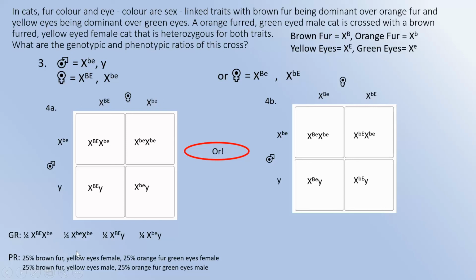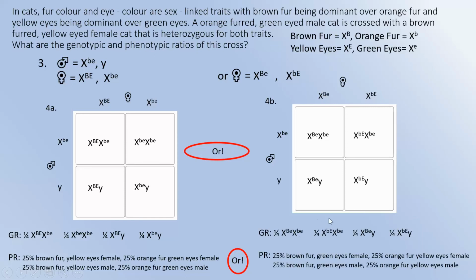So our phenotypic ratio is 25% brown for yellow-eyed female, 25% orange for green-eyed female, that's the recessive, 25% brown for yellow-eyed male, and 25% orange for green-eyed male. And you'll see when we describe the second case, everything just gets shuffled around. So we have our or with a nice circle coming back again. Then here, you see our genotypes are just different because instead of the dominant ones being together, we're all swapped around.